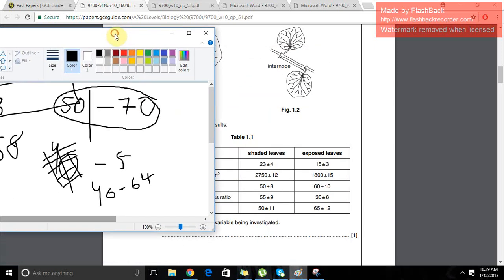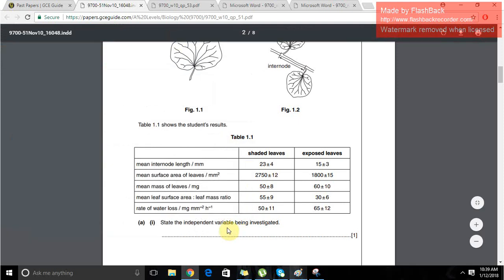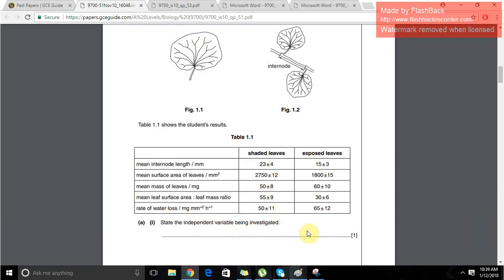And here we have 30 minus 6, 24 to 36. So there isn't any overlap, thankfully. And then we come on to over here, rate of water loss. There seems to be a difference over here. Here the difference isn't all that significant and there is definite overlap. And the standard deviation values are somewhat huge and therefore significant.